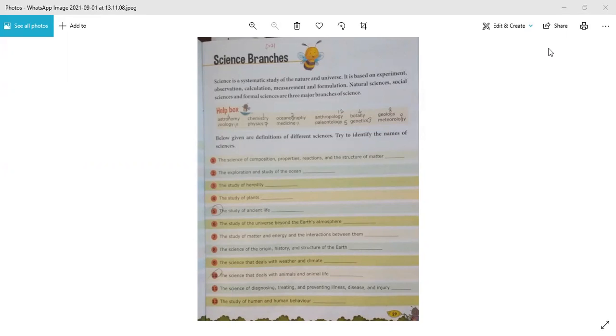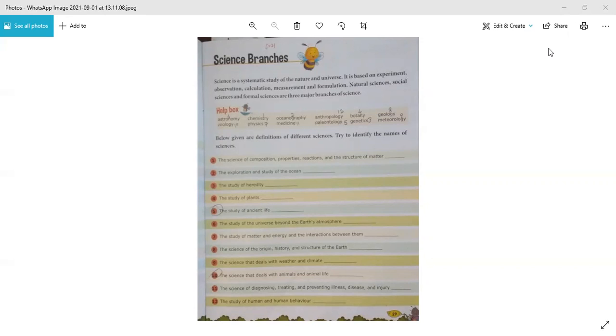Okay. Science is based on different kinds of things: experiment, observation, calculation, measurement, formulation. Okay, so there are natural science, social science, and formal science. There are three major branches of science, and to these branches different names are given. So we will be learning the names of different branches of science. So you have to learn these spellings also, you have to learn the names of these, and I will be discussing it with you one by one.